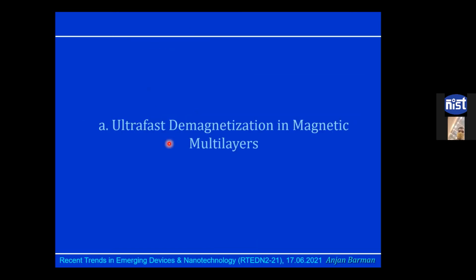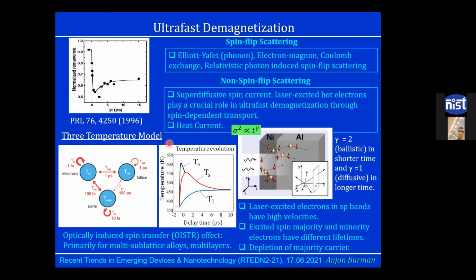Okay, so I will do ultrafast demagnetization in magnetic multilayers first. It has a long history and it is very rich physics. In 1996, Beaurepaire et al. showed that if you incident a femtosecond laser on a nickel foil, it can be demagnetized. A ferromagnet in the presence of a magnetic field can be partially or fully demagnetized.